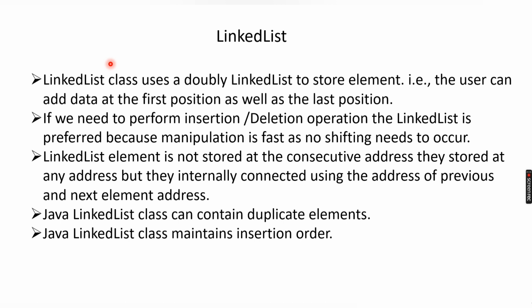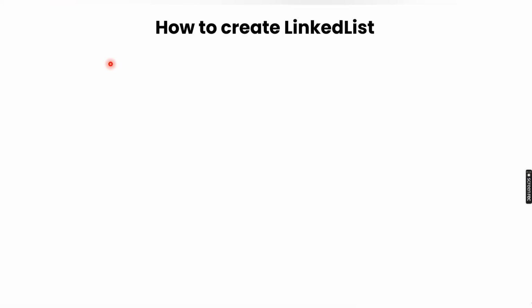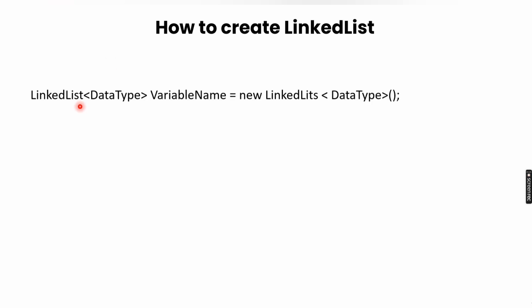Now, how do we create the linked list inside the code? So this is the syntax to create a linked list, which is similar to the ArrayList syntax, just the class name has changed now. LinkedList, then we need to specify the data type, then the variable name, then new LinkedList. Here the spelling mistake is there, ignore that. Okay, LinkedList, and then we need to provide the data type.